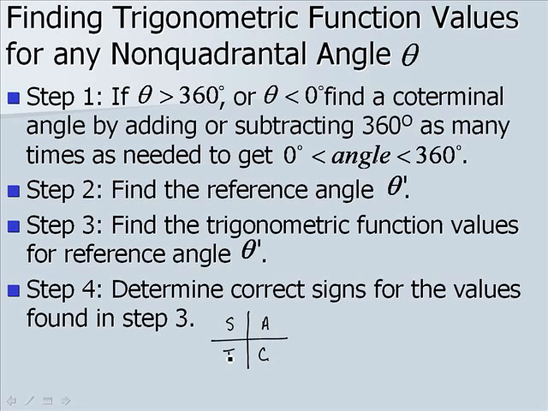You'll notice in the previous example, though, that I found our signs prior to finding the trig function values. Once I found the reference angle, I determined, based on where it was on the coordinate plane, what the signs needed to be on our special triangle. It's up to you which one you prefer to do first.